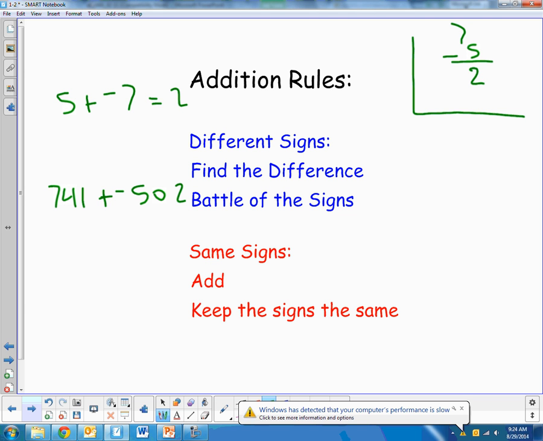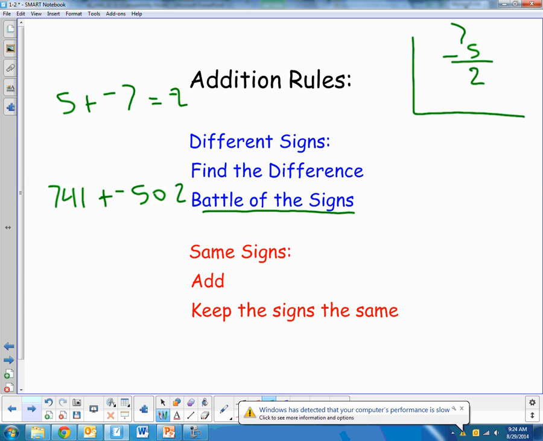And that's where this battle of the signs thing comes in. You may have heard it referred to as something different, but we'll go with this. Battle of the signs means that we're looking at the two numerals, the 5 and the 7. We're not going to worry about the signs yet. We're just looking at the 5 and the 7. Whichever one's bigger, so 7 in this case, 7 is bigger than 5, that's the sign that we're going to use. And so since 7 is negative, the answer is -2.